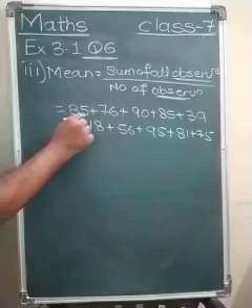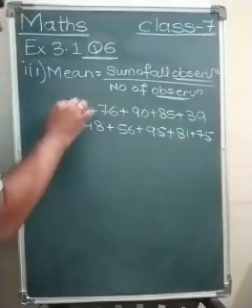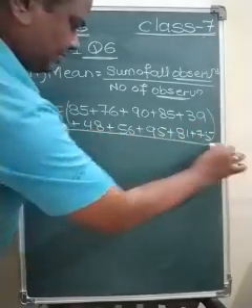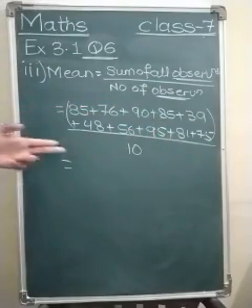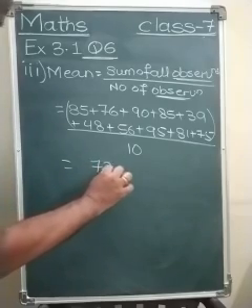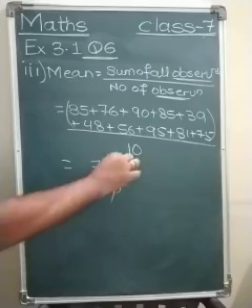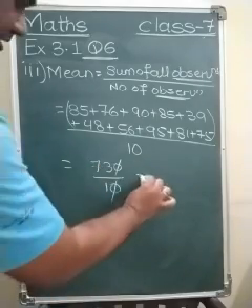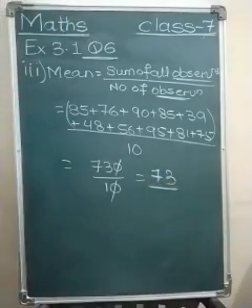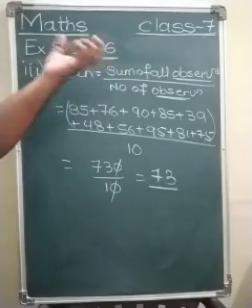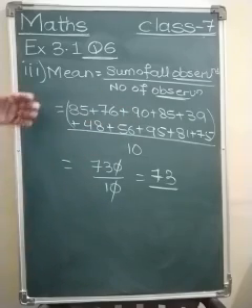So how many are there? See, 1, 2, 3, 4, 5, 6, 7, 8, 9, 10. This whole thing divided by 10. So the answer for this total comes to 730 divided by 10. This zero cut, and our answer is 73. So the mean marks obtained by those 10 students group is 73. And then question number 6 is done.